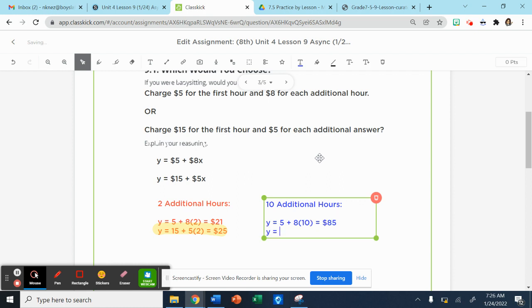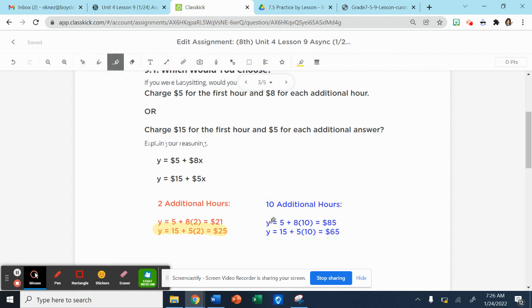And in the second scenario, you would charge the initial 15 plus 5 times 10. And so you would end up charging $65. And so in this case, the first scenario is preferable. You're going to make more money in the first payment scheme. And so the key here is that which option makes you more money depends on how many hours you babysit.